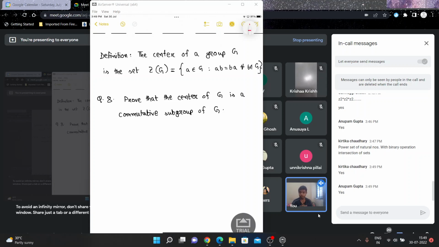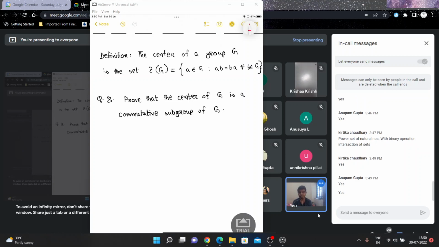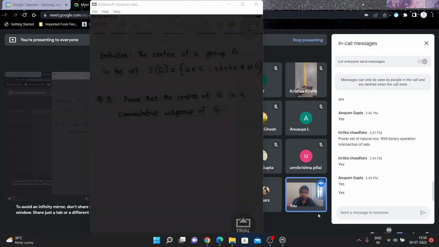Okay, let's come to our next question, and again we introduce a new definition, but before that I would just like to ask you, you have the notion of the center of a group G, right? You have previously studied it, I suppose. Very good.